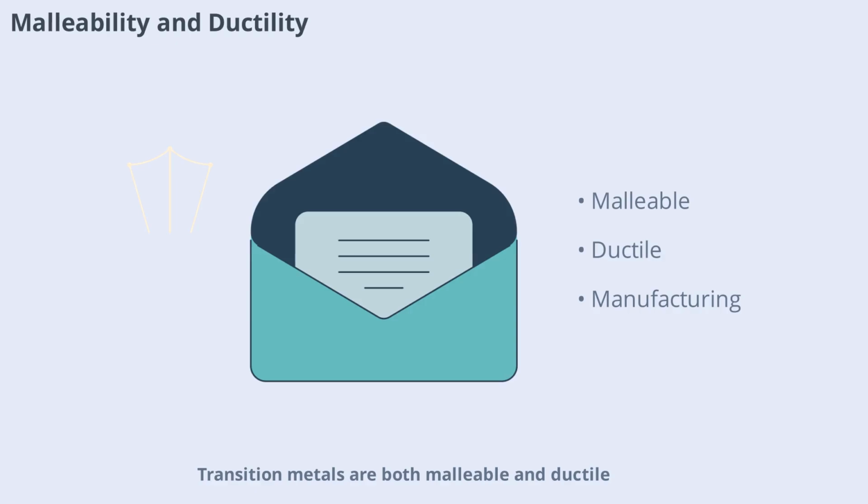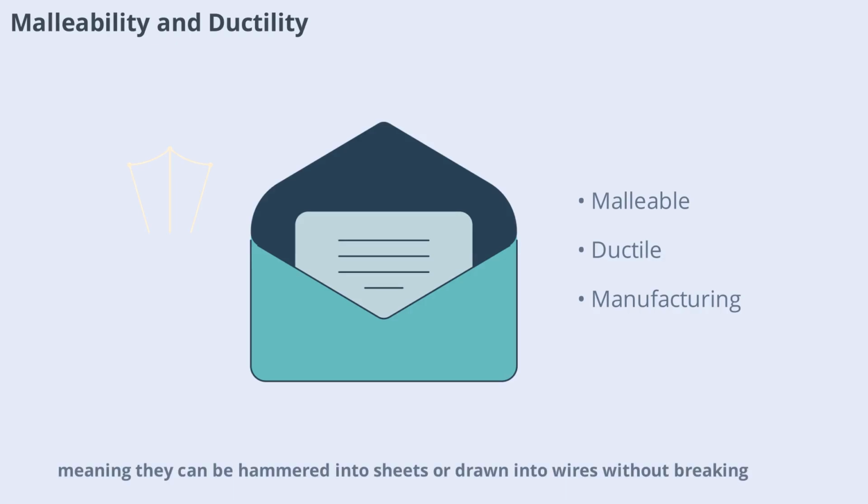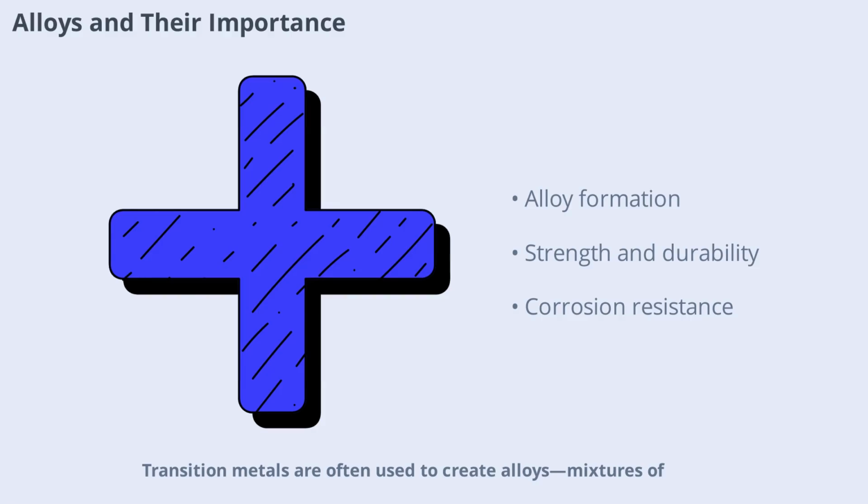Transition metals are both malleable and ductile, meaning they can be hammered into sheets or drawn into wires without breaking. This property is essential for manufacturing and construction, allowing metals like iron and copper to be shaped into countless forms for various uses. Transition metals are often used to create alloys, mixtures of metals that combine the best properties of each component. Steel, bronze, and brass are all alloys that rely on transition metals for strength, durability, and resistance to corrosion. These materials are foundational to modern infrastructure and technology.